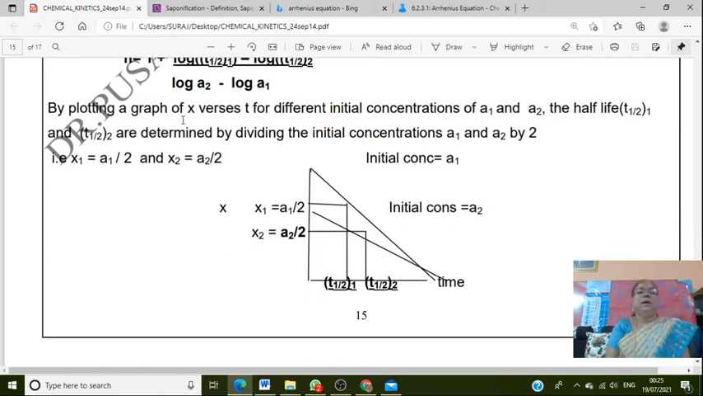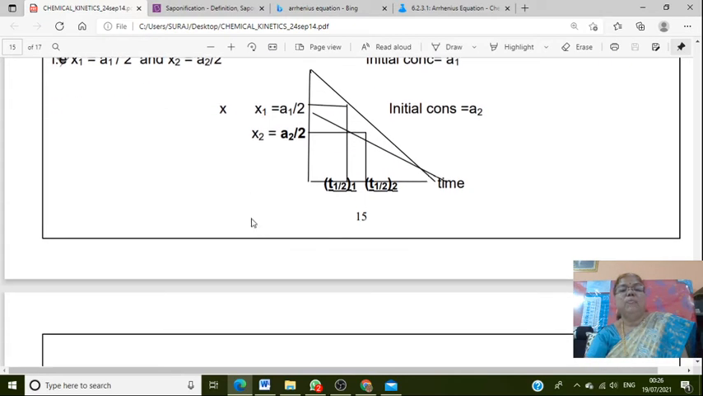And by plotting the graph of X versus T for different initial concentrations A1 and A2, the half-life time can be determined by dividing the initial concentrations A1 and A2 by 2. Therefore, if we plot the graph, here we have the decrease in concentration x1, that is A1 by 2, and here x2, that is A2 by 2, versus time t half for the first time and t half for the second time. And here the nature of the graph is like this.